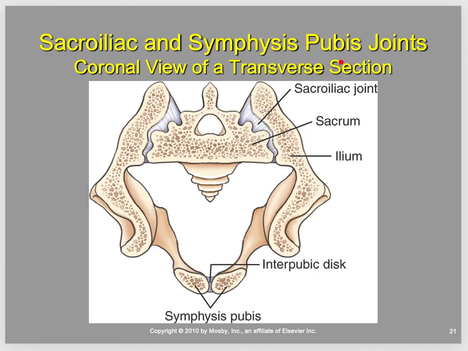So your sacroiliac and symphysis pubis joints, it's a coronal view, so you're looking down into the inlet part of the pelvis. So you're seeing your SI joints, your sacroiliac joints, which are joints that connect the sacrum to the ilium. Hence, we have sacroiliac joint. We have the interpubic disc right here, and that symphysis pubis. So the symphysis pubis joint, pubic symphysis, either one of those, just so you know what those joints are, where they are, what they're connecting.